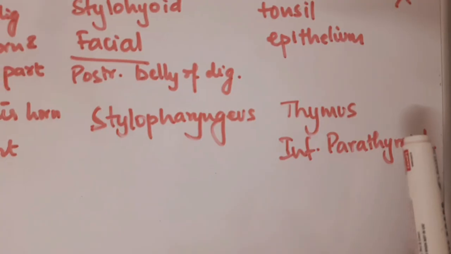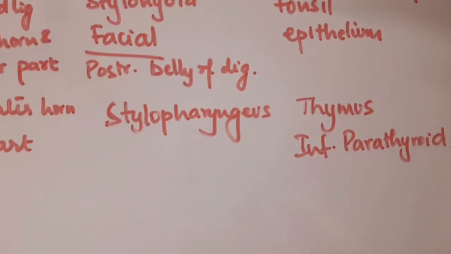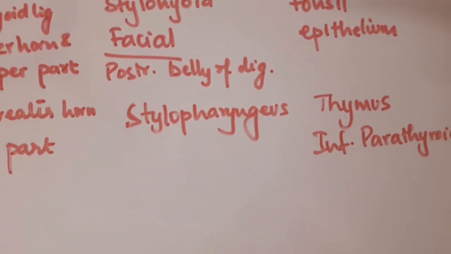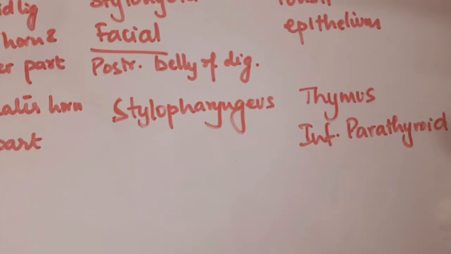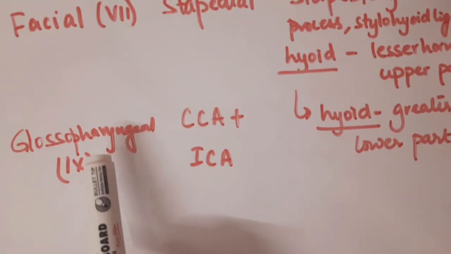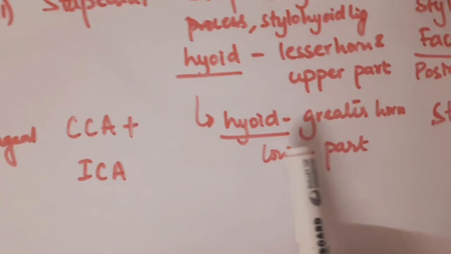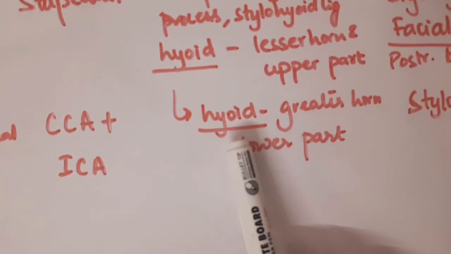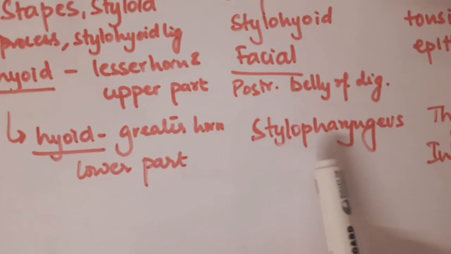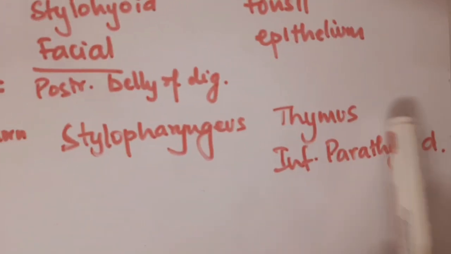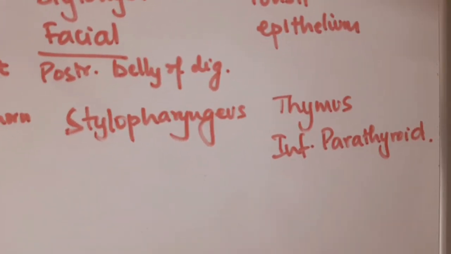Finally, in the pouches, we have the thymus and inferior parathyroid. So the thymus gland and the inferior parathyroid gland come from the third arch. Glossopharyngeal nerve, common carotid and internal carotid arteries, greater horn and lower part of hyoid bone, stylopharyngeus muscle, and thymus and inferior parathyroid gland.